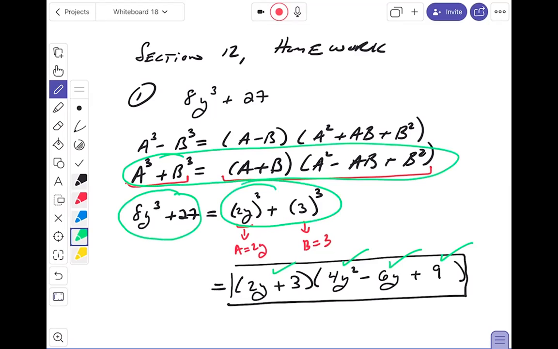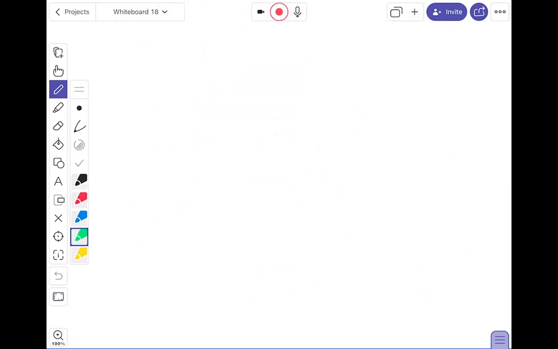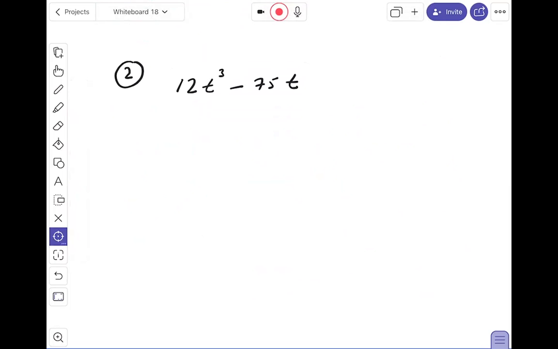All right, let's go to number 2. What do you see there? 12t cubed minus 75t. Now, unfortunately, a lot of students see this and say, oh, it must be the cube. It could be. I'm not saying it's not. What I'm saying is you need to go through your list of things first. The first thing on your list is, is there a GCF? And there is. What's the GCF going to be? I'll write this down for you.